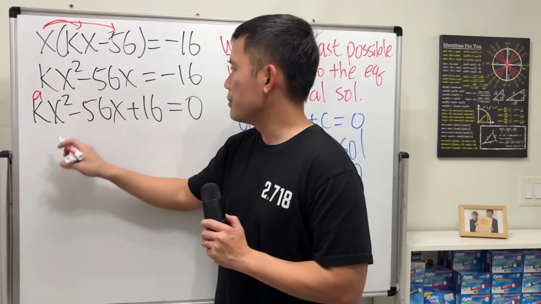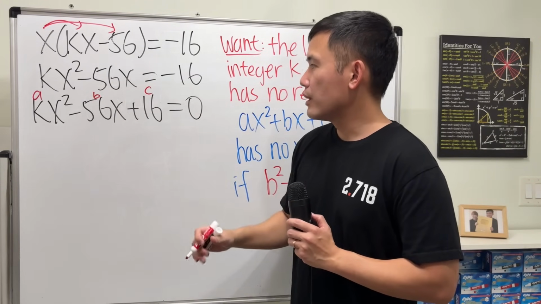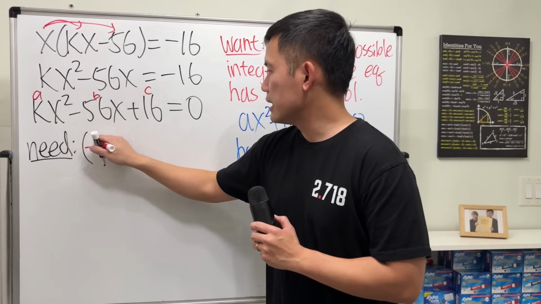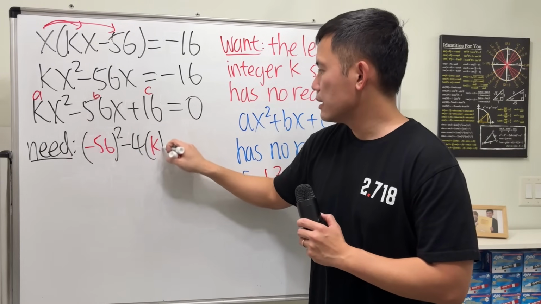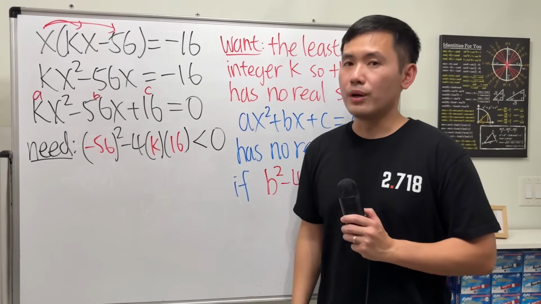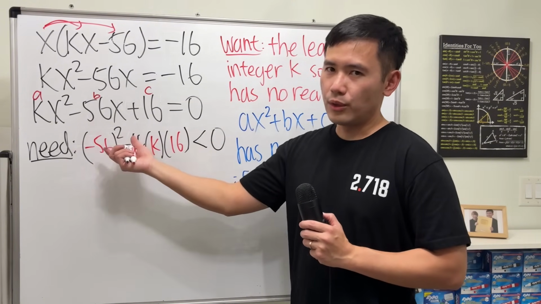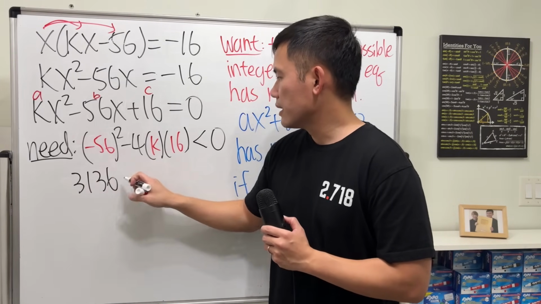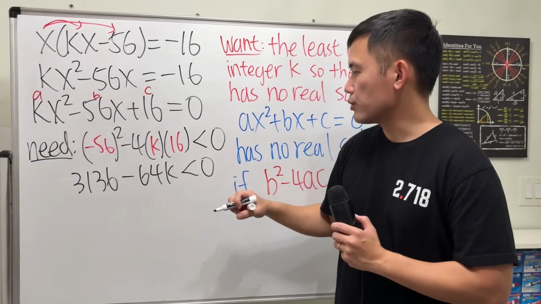A is k, because that's the coefficient of x squared. And then b is negative 56, and c is 16. So right here, all we need is b squared, which is negative 56 squared, minus 4 times a, which is k, times c, which is 16. We need to make sure this whole thing is less than 0. Now we just have to work this out. Right here, you can just use a calculator. It's okay to use a calculator on the SAT. So multiply this out, you will get 3136. And then you can multiply this out, that's negative 64k. And that is less than 0.